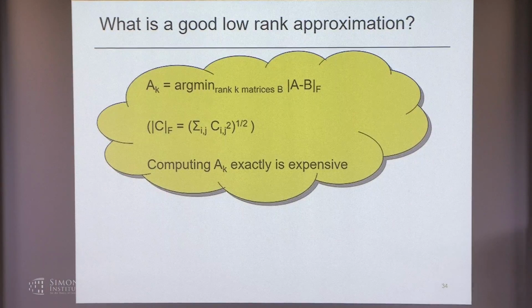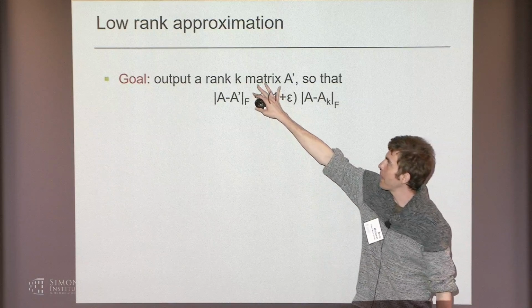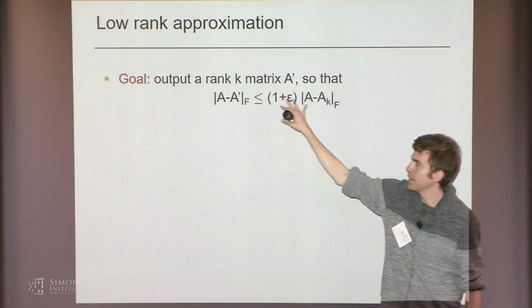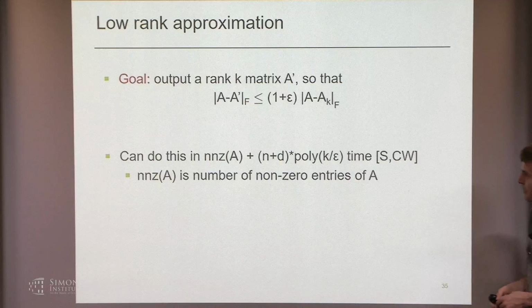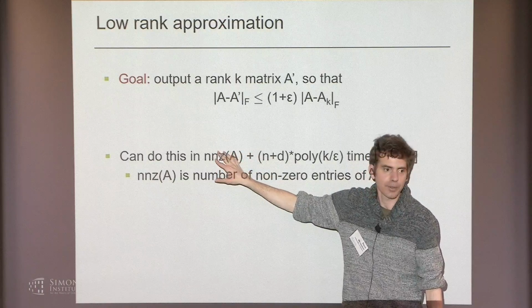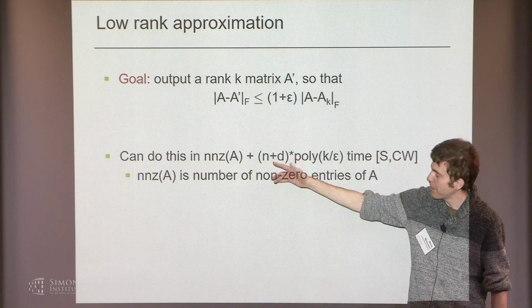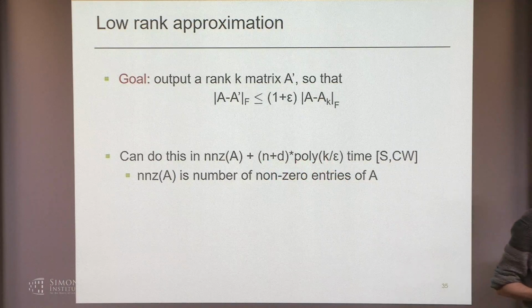Okay? So we want to use sketching to speed this up. The goal instead is to relax the problem and to allow for outputting a rank k matrix A prime whose cost is at most 1 plus epsilon times the cost that you would get by using the SVD. One thing we showed is that you can do this using sketching in time which is the number of non-zero entries of your matrix A plus what's typically a low order term, n plus d times a polynomial in k over epsilon.